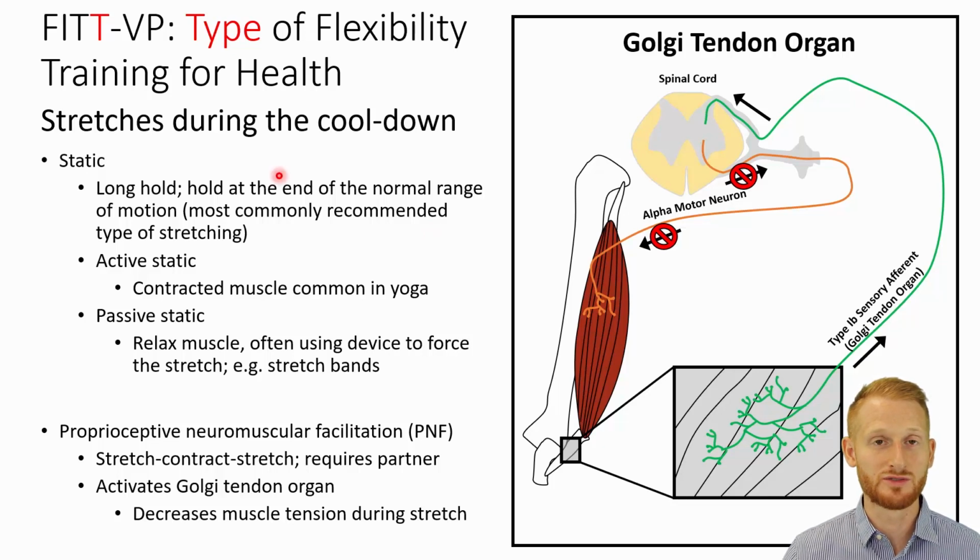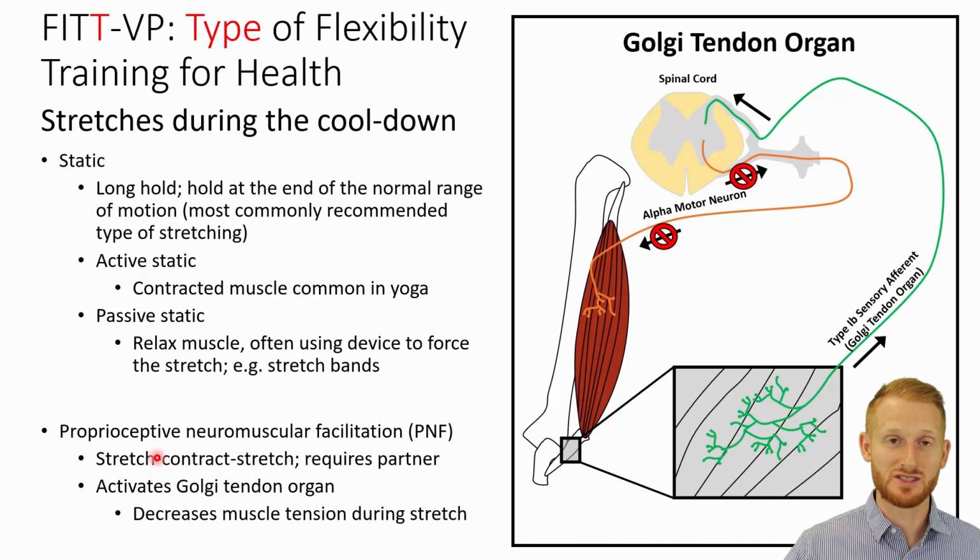Another form of stretching that can be used, now both of these, the static and this one that I'm about to talk about, the proprioceptive neuromuscular facilitation, or PNF stretching, both static and PNF stretching should be done during the cool down, not during the warm up. And I'll talk about that in just a moment. But PNF stretching is when you combine a static stretch with a contraction and then another static stretch.